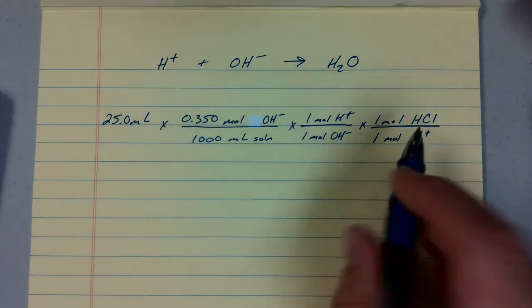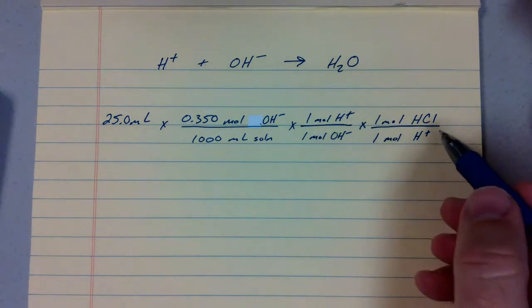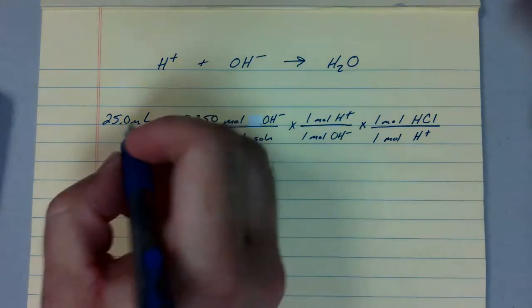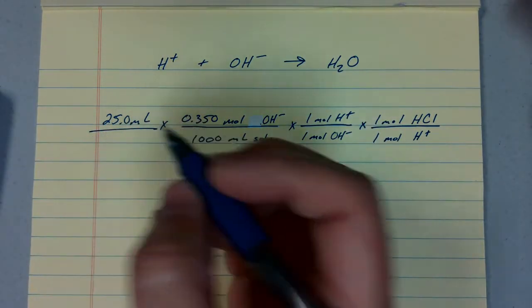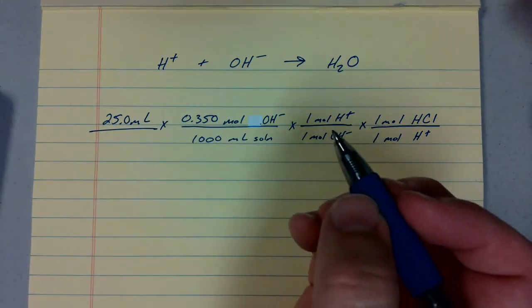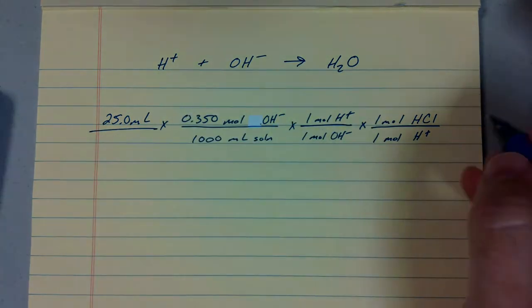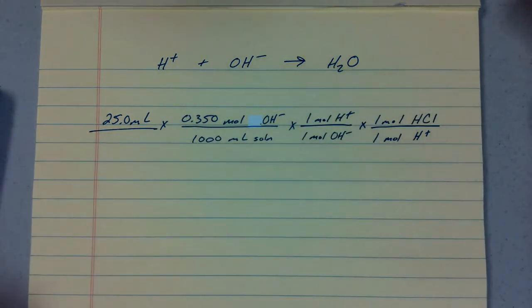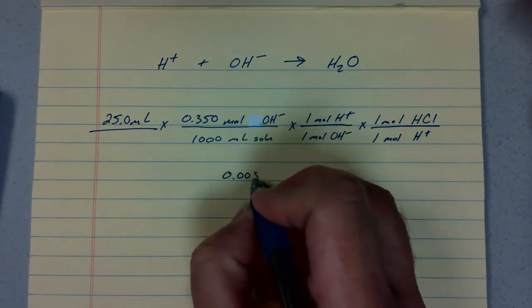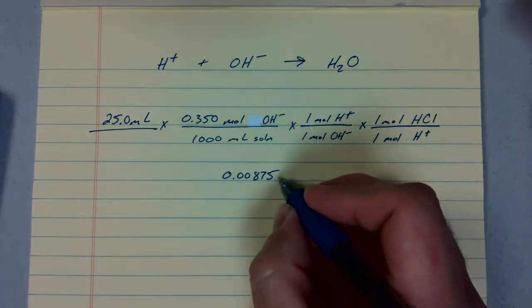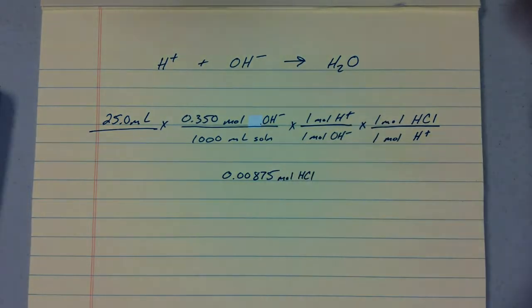I don't really care what this answer is, because it's going to give me moles of hydrochloric acid. So I actually just need to divide all this, or I'll just divide over here. Nope, I don't want to do that. Sorry, I do care what this is. Let's find out what this is. 25 times 0.35 divided by 1,000 times 1 times 1. So I get 0.00875 with 3 sig figs. That's how many moles of HCl are present.